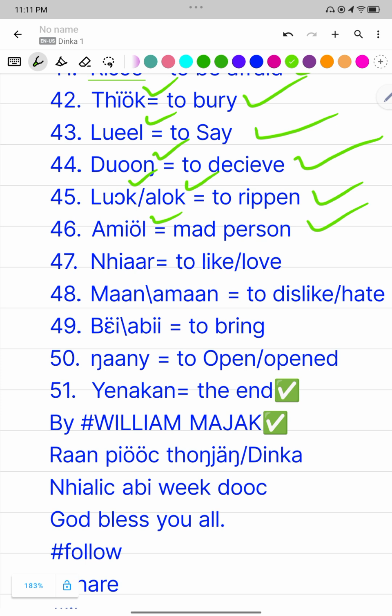Number 47. Nyar. Nyar means to like or to love. Yinyar means I like you or I love you. Tiang dia anyar means I love my wife. Wing anyar means I like the cow.